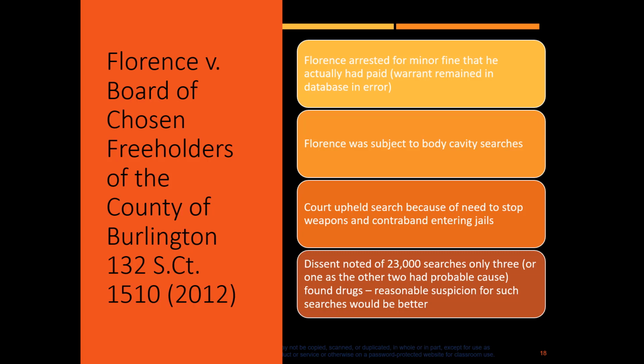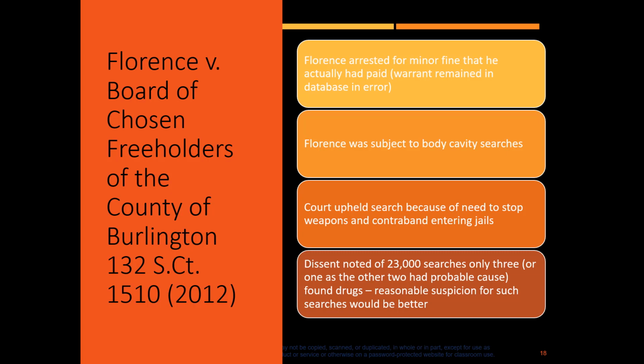And he sues. And his argument is, first of all, of course, you guys didn't have a basis for this, and you should have searched me. But the Supreme Court of the United States said, even granting all this, now there might be a civil rights lawsuit here, but we're not going to address that per se. And there was a dissenting opinion. The dissent said there were 23,000 searches. Only 3, or 1 as the 2 others have probable cause, found drugs. And a reasonable suspicion for such searches would be much better. So body cavity searches should require reasonable suspicion.